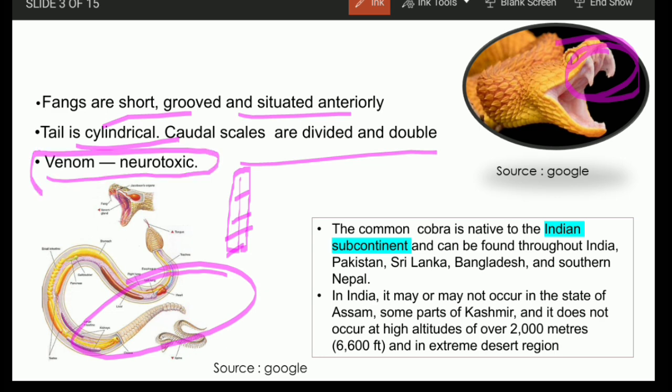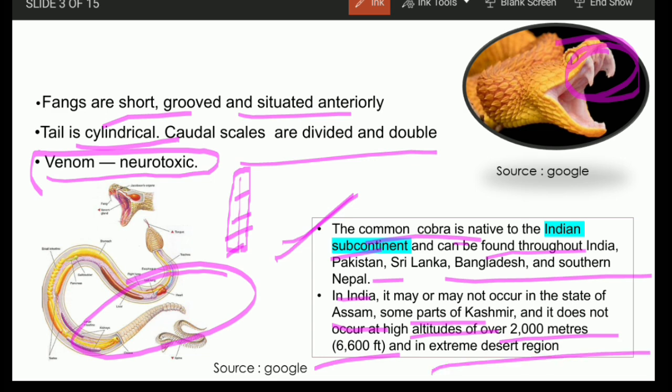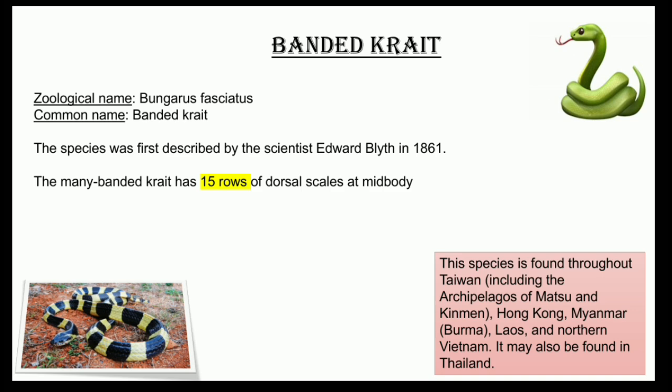Their venom is neurotoxic, meaning it is harmful for the nervous system. Here are some most important points and hence I have put them inside a box. Cobra is commonly native to the Indian subcontinent and along with our nation India it is also found in Pakistan, Sri Lanka, Bangladesh along with the southern portion of Nepal. In India it might not be present in Kashmir and some part of Assam as well. It is often absent in high altitude regions like 2000 meters, which is equal to 6600 feet, and some extremely desert regions.